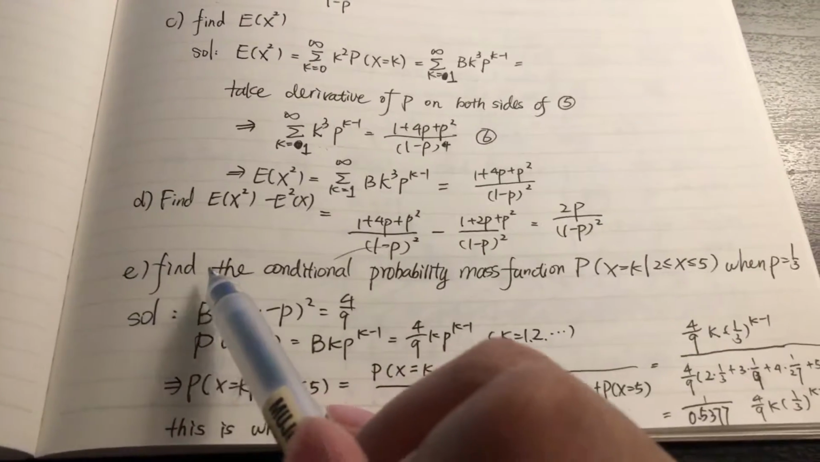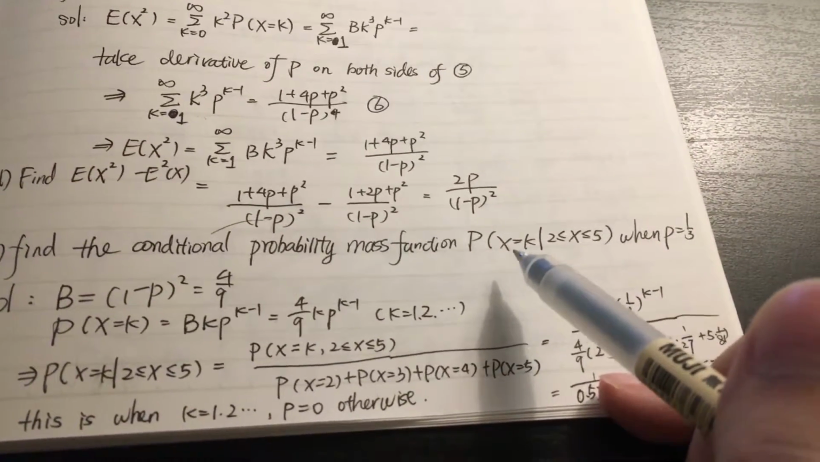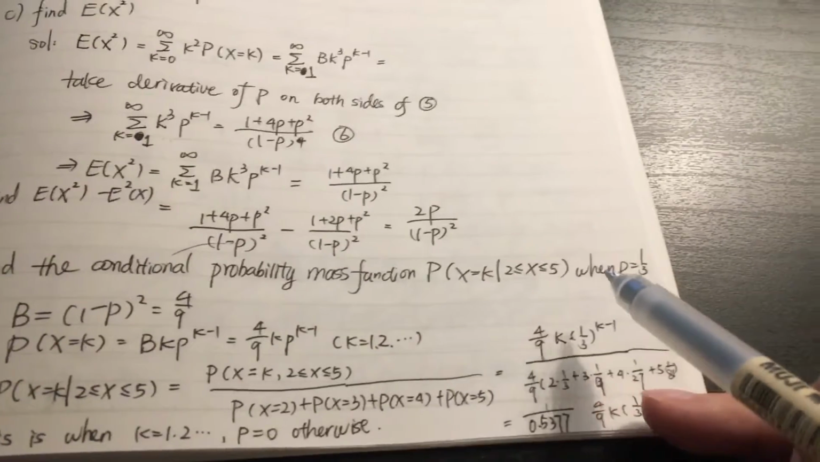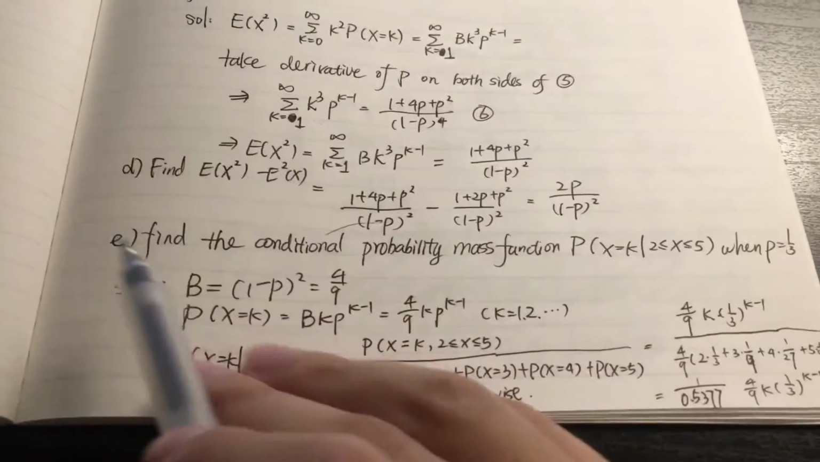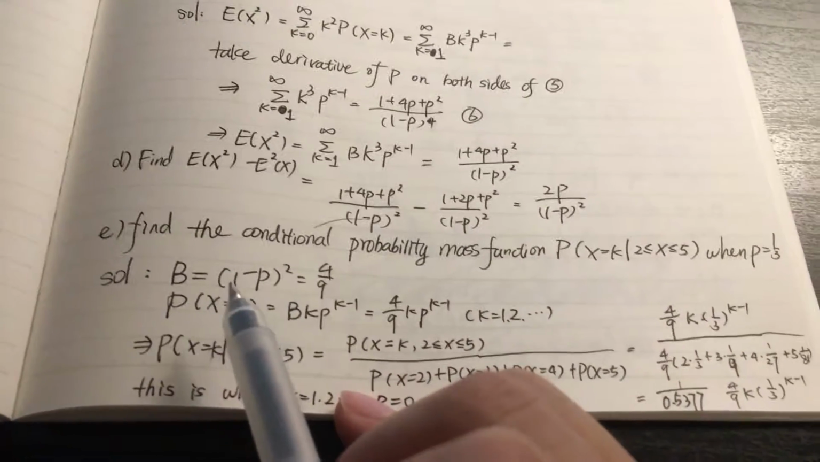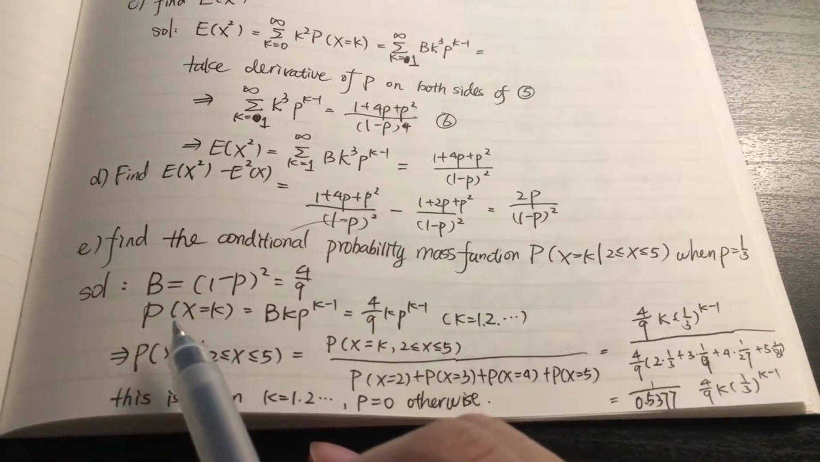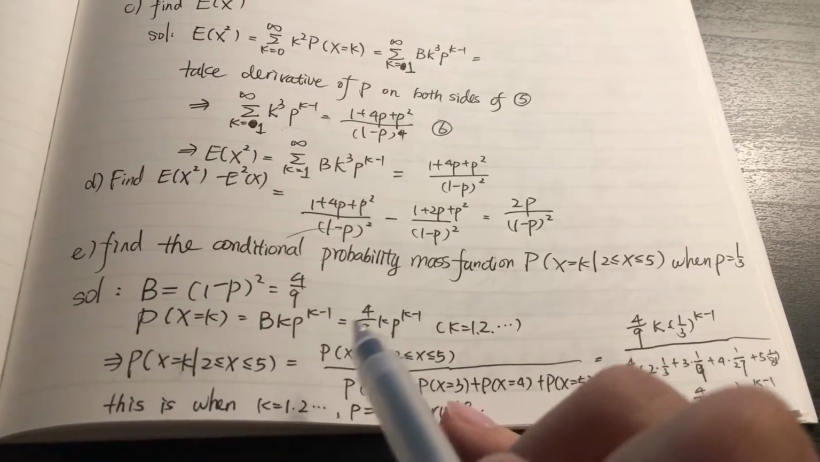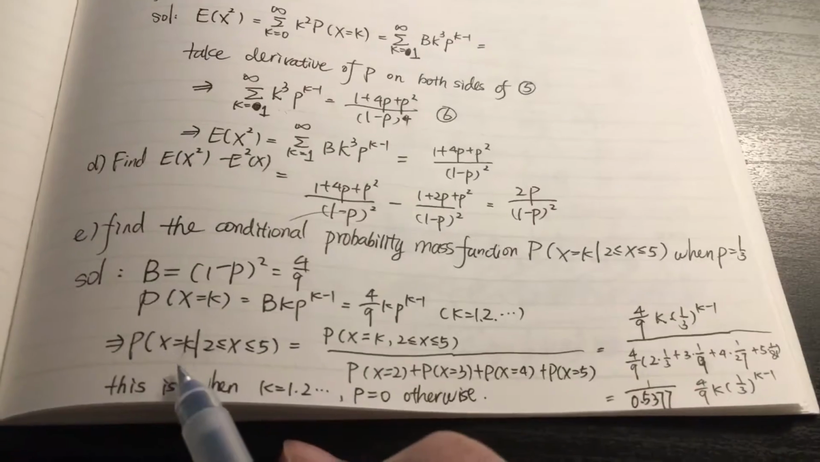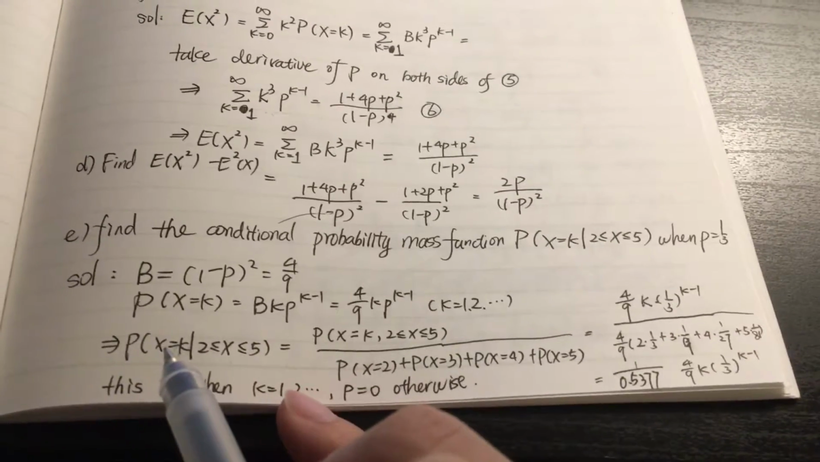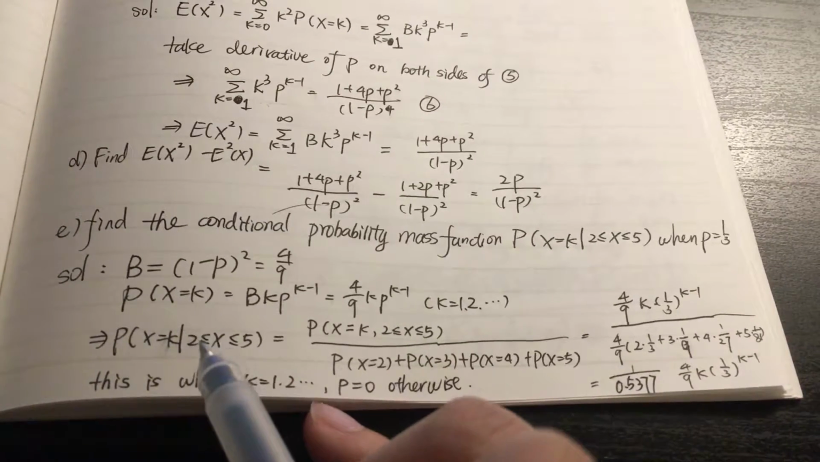And the final question asks us to find the conditional probability P(X = k | X is between 2 and 5). We also have the value of p equal to 1 over 3. So we can directly calculate the value of b, which is 4 over 9. And similarly, we get P(X = k) equal to 4 over 9 times k times p to the degree of k minus 1.